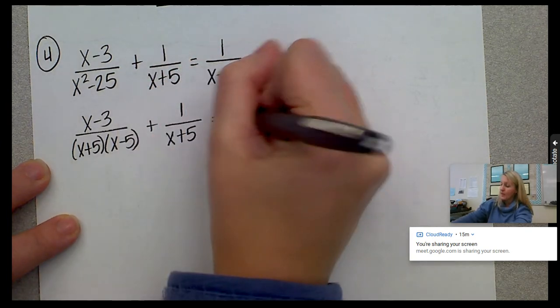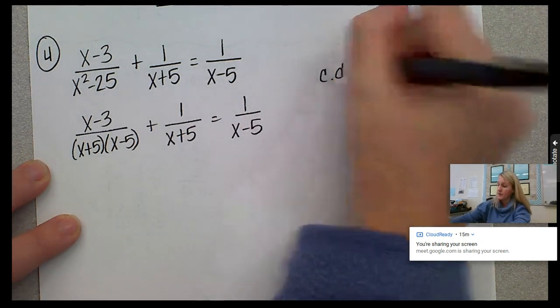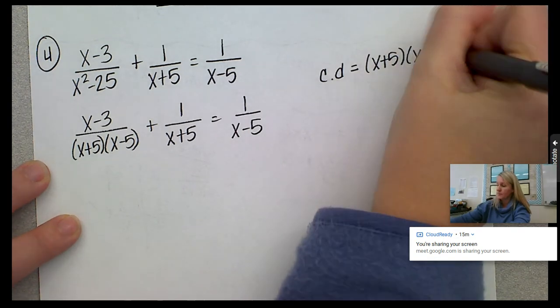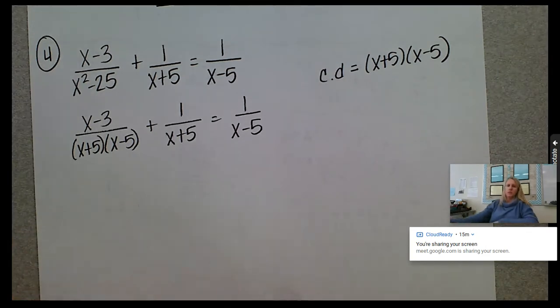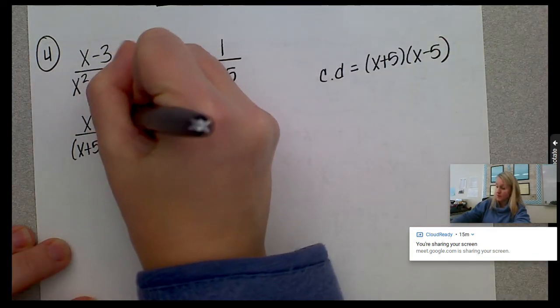Okay, now I can find my common denominator. So off to the side, my common denominator in this case would be x plus 5, x minus 5. Everything's correct, so we're good. So now we can multiply everything by the common denominator. So I'm multiplying everything times x plus 5, x minus 5.